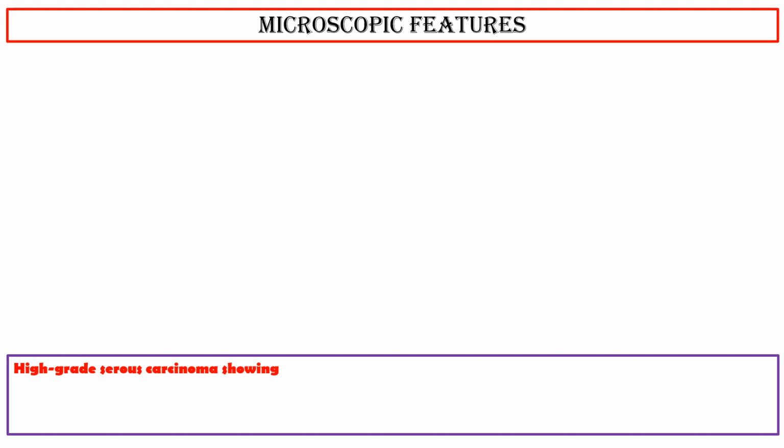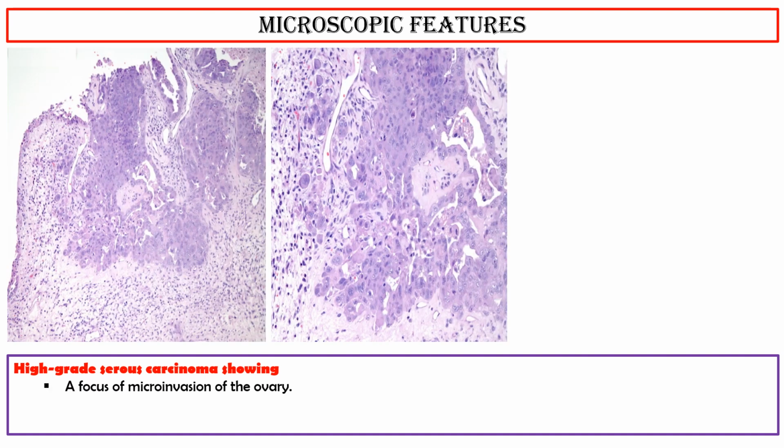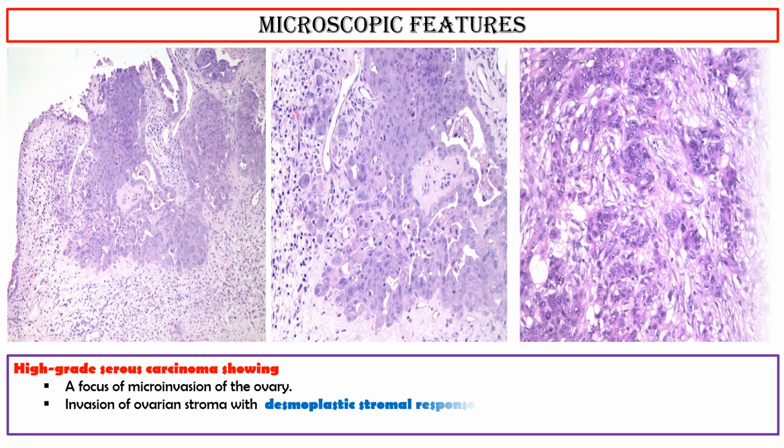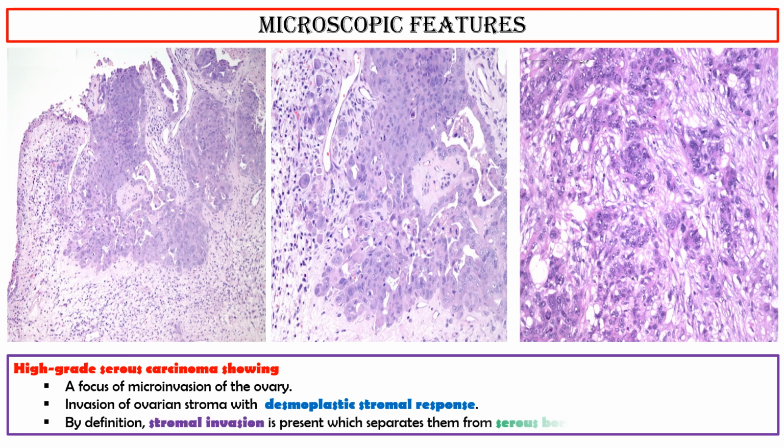High-grade serous carcinoma showing a focus of microinvasion of the ovary, invasion of ovarian stroma with desmoplastic stromal response. By definition, stromal invasion is present, which separates them from serous borderline tumors.